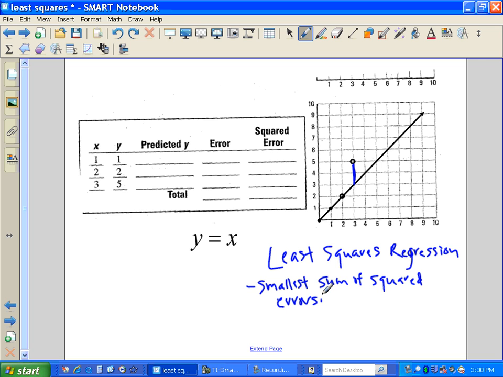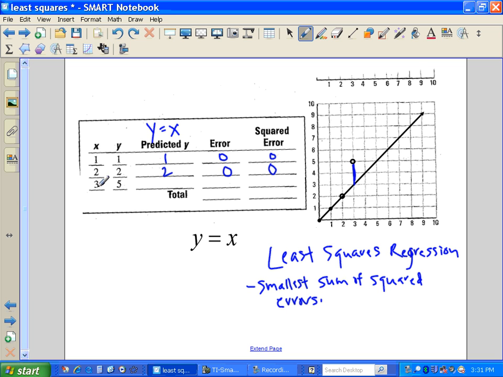The way we do this is we can use this little chart. This is our actual data. If we use the equation y equals x, then our predicted y value from this equation would also be 1 with an error of 0. And if we square that, 0 squared is 0. When we plug in 2 for x, we would get a prediction of 2 for y as well. So there's no difference on that one.